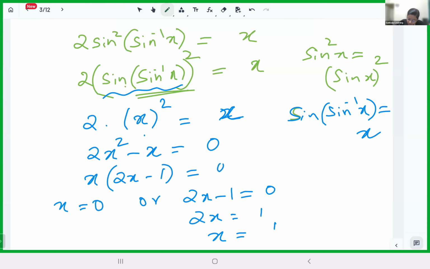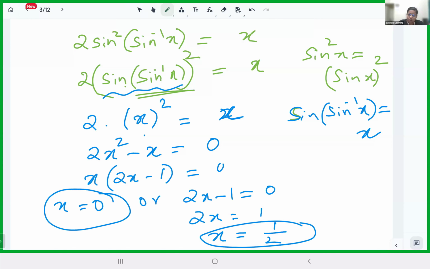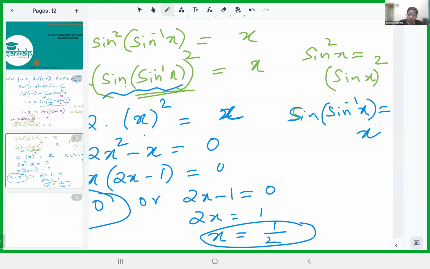So x has two options. What are they? Either x can be 0 or x can be 1 by 2. Now we have to check which of these values of x satisfies the equation given in the question. First, I'll start with x equal to 1 by 2, and check whether it satisfies the equation given.